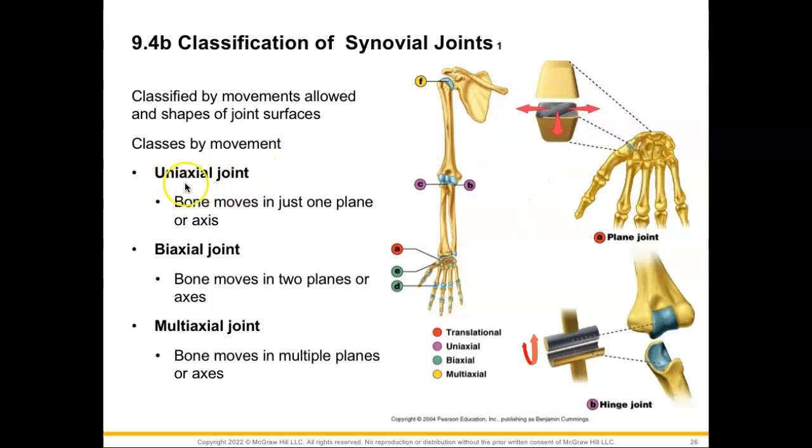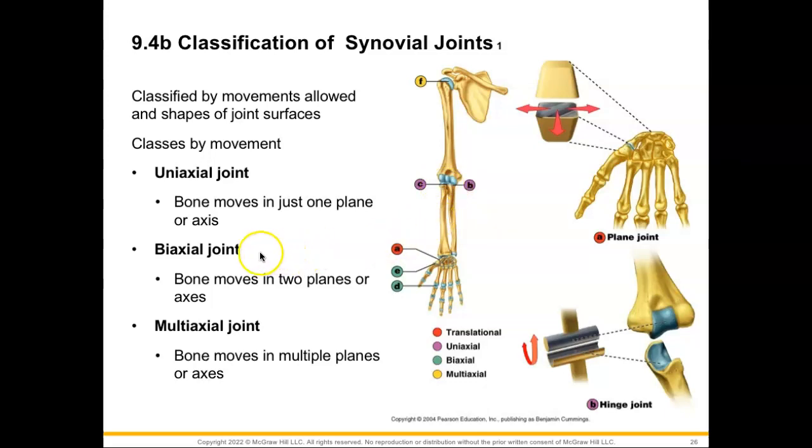So uni, you can think of one type of movement within an axis. So these are bones that are just moving in one plane. So the best example of this are our plane joints, in which we have those flat surfaces of our carpals kind of moving and gliding across one another. And another one would be over here between our ulna and our radius.